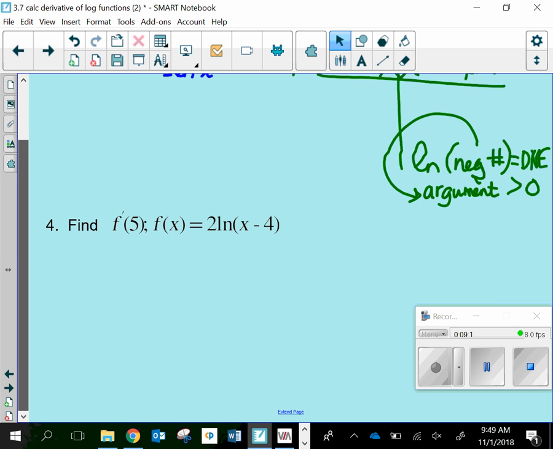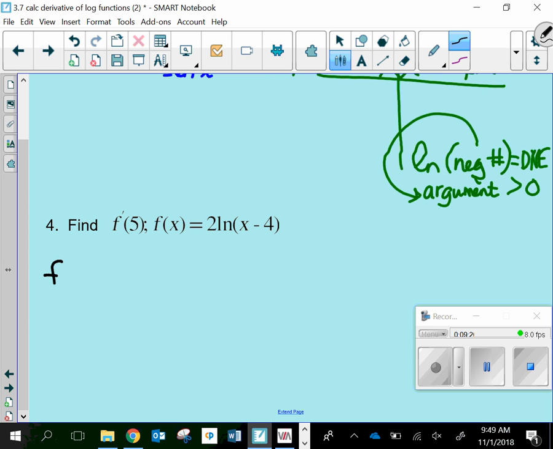Okay, so we're looking for f prime of 5, where f of x equals 2 ln of x minus 4. We have to start with f prime. So how are we going to do that? Product rule? I don't see a product. I see a constant multiple. So let's just multiply the 2, and then what's the rest of that going to be? Chain. All right, that sounds much more right. 2 ln, what's my chain?